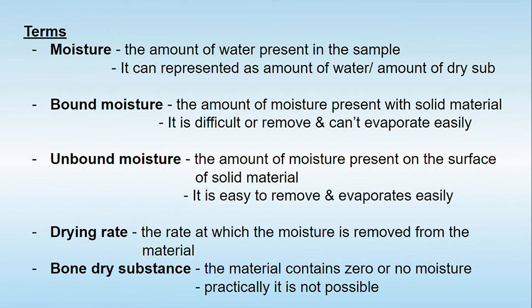Bound moisture means the moisture which is present with the material itself and cannot be removed, for example the water of crystallization, or moisture that is difficult to remove or cannot be evaporated easily. While the moisture which can be removed from the material easily is called unbound moisture, which is generally present on the surface of the material. So in the case of drying, most of the time we are trying to remove the unbound moisture, the moisture present on the surface of the material, while some amount of moisture remains with the material.